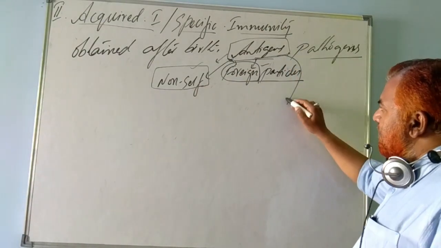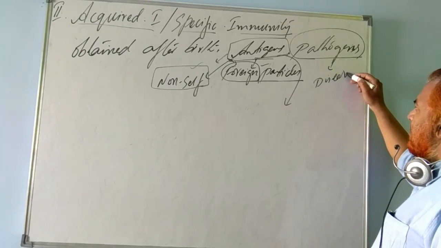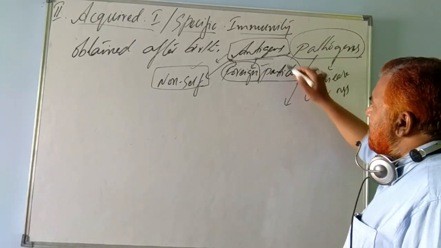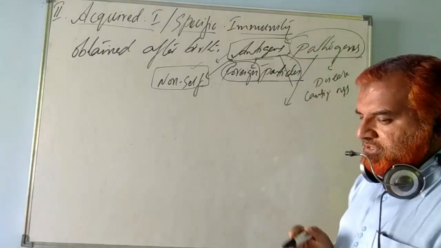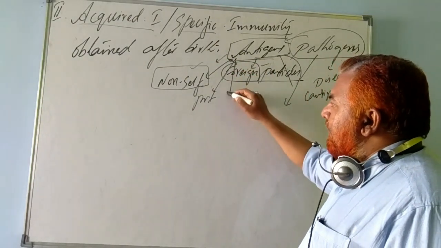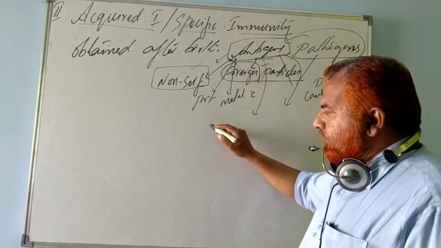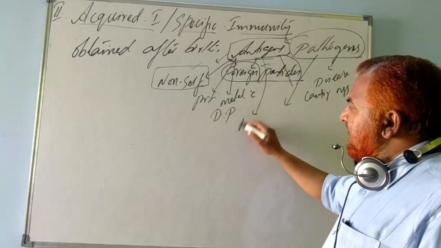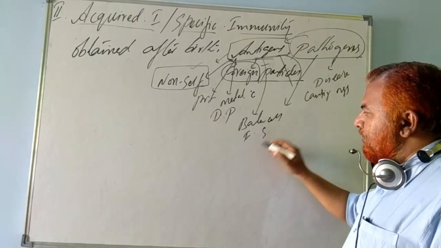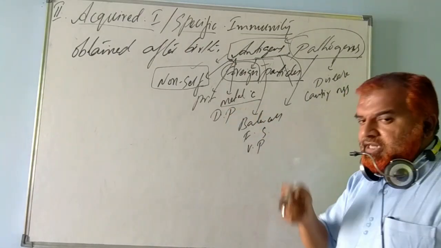When antigens enter, now pathogens also, disease causing organisms, are nothing but like antigens. An antigen can be a protein. An antigen can be a metal compound, a dust particle, a bacterial cell, a fungal spore, or a viral particle. Metal compounds also, minerals also.